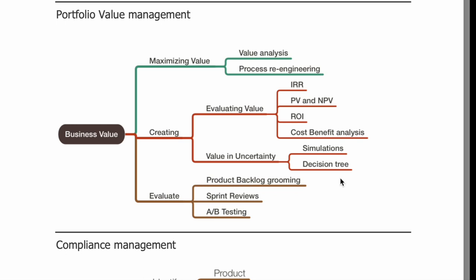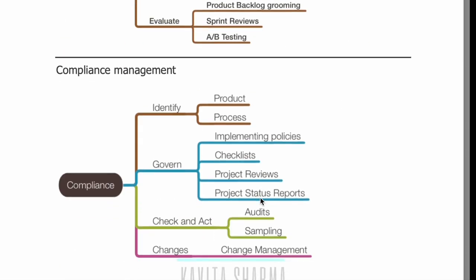We evaluate using certain techniques like product backlog grooming. What is it? The product backlog has to be groomed so that the valuable components come on top. Sprint reviews check whether the team is doing the right work. A-B testing, you guys know that.